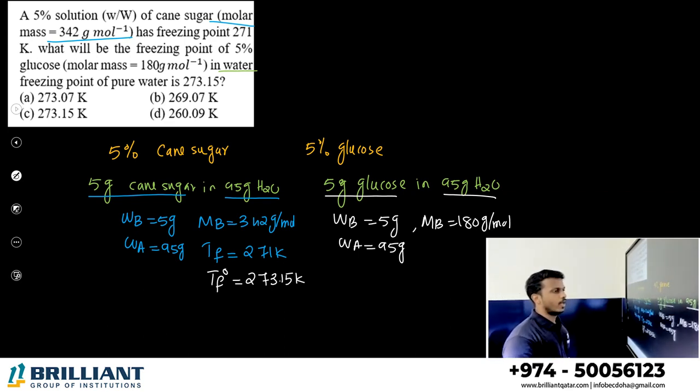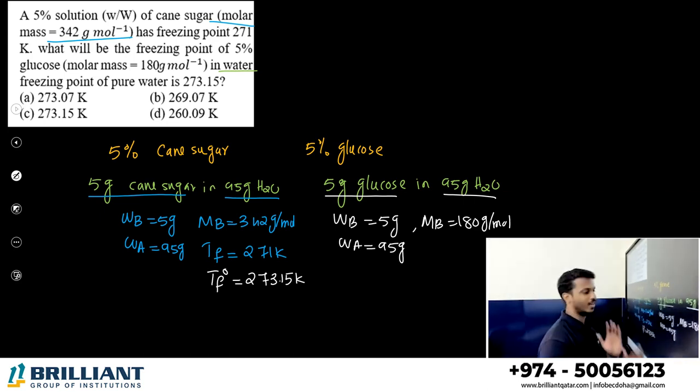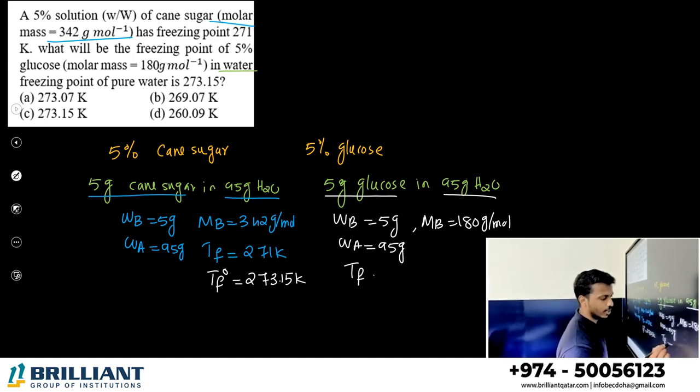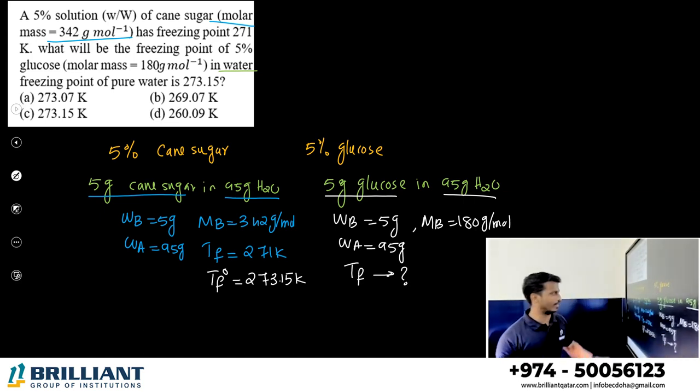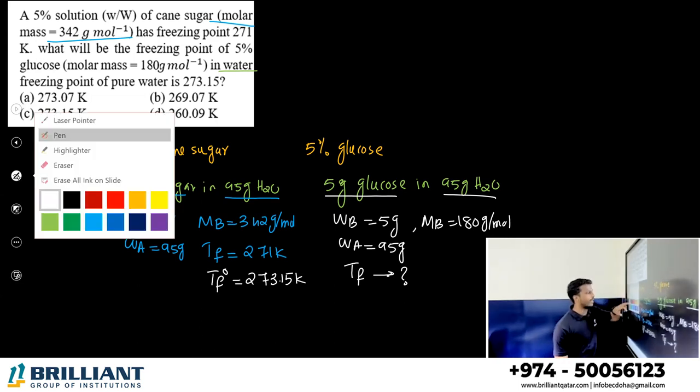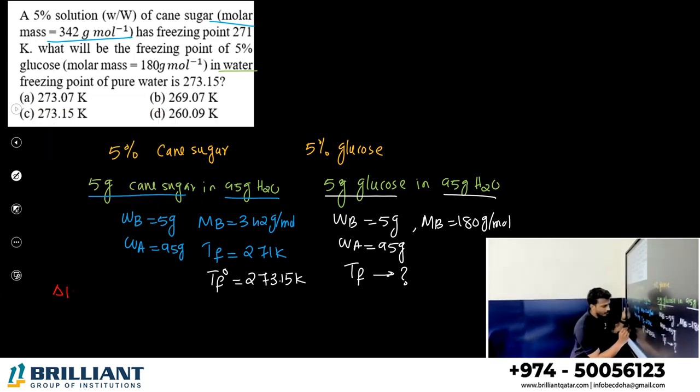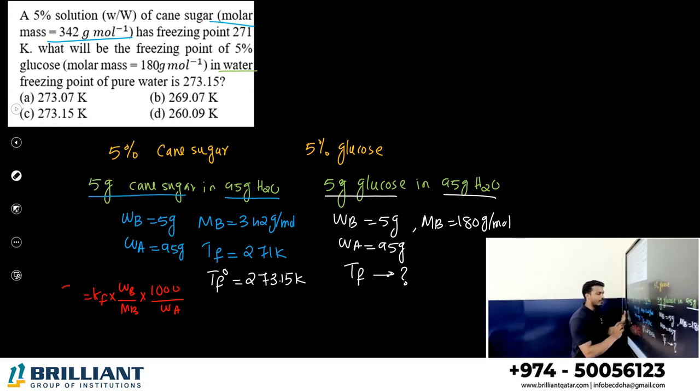Next one. What's the question actually? What is the freezing point of this solution? TF of this solution we want to calculate. What is the equation to calculate delta TF? We have delta TF is equal to KF into WB by MB into 1000 divided by WA. Let us substitute. Delta TF is TF naught minus TF, the freezing point of solvent minus solution.